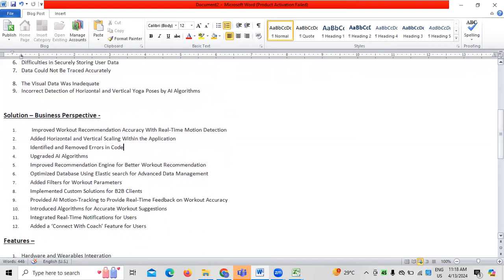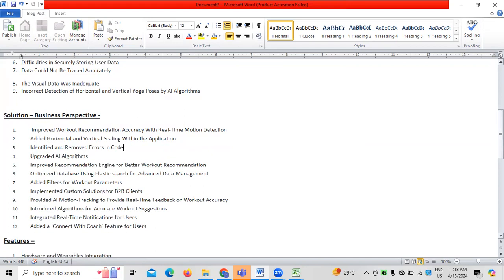Now, from the business perspective, what solutions are we going to provide? We focus more on improving the workout recommendations so that accuracy in real-time motion detection will be possible. At the same time, considering the bottlenecks, we are adding horizontal and vertical scaling within the application so that poses, yoga poses and everything can be captured, so that we can see how effectively they are working out. That can be detected and identified.